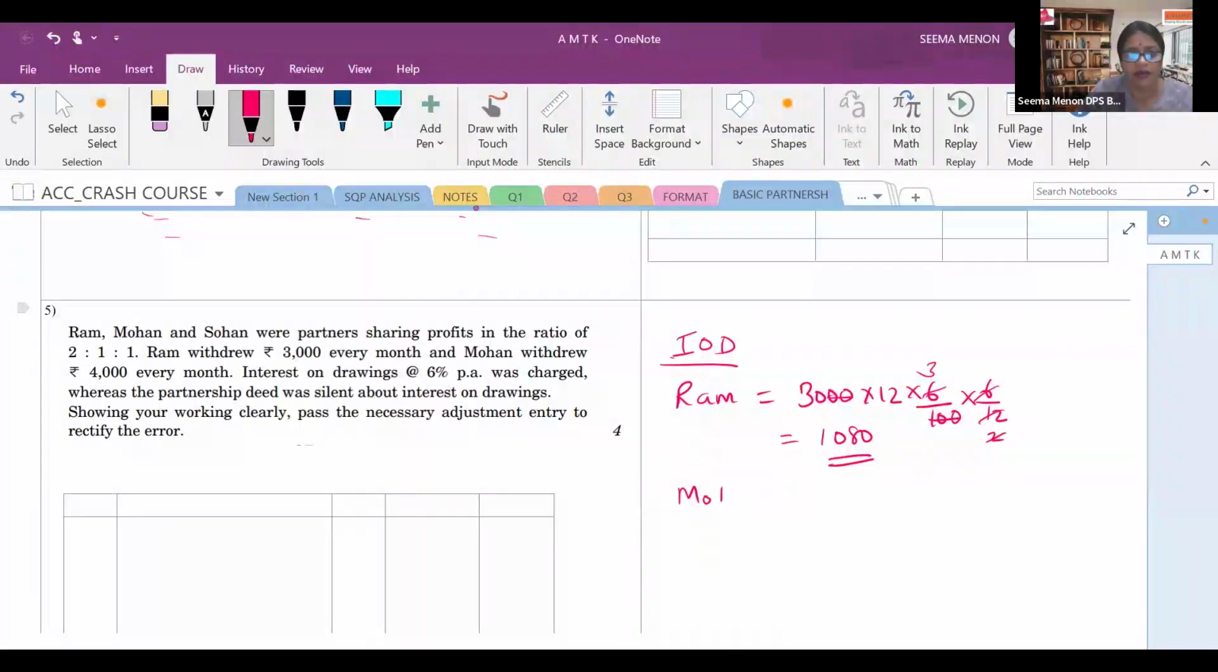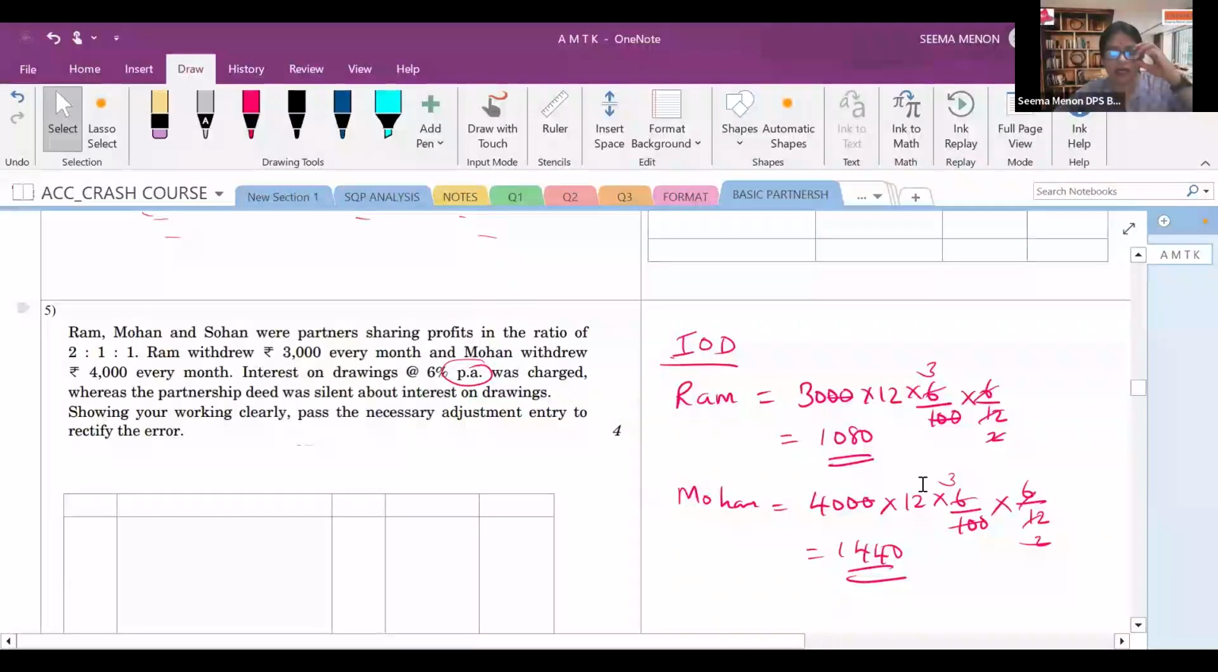Now what is for Mohan? For Mohan, he is withdrawing 4,000 every month. So 4,000 into how many months? 12 months. 6 upon 100 is the rate. His date also is not mentioned. Whenever the date is not mentioned and the per annum word is given in the question, you will always calculate on an average. On an average means 6 upon 12. Now you can solve it again. You will cut it, then again cutting this, here it is 3. Then 12. 12 twelves are 144, so 1,440. So this is the amount.